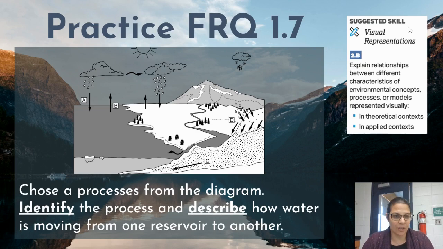Here's your last FRQ. Choose a process from the diagram above and identify the process and describe how water is moving from one reservoir to another. Make sure you say whether you're choosing A, B, C, or D for that.